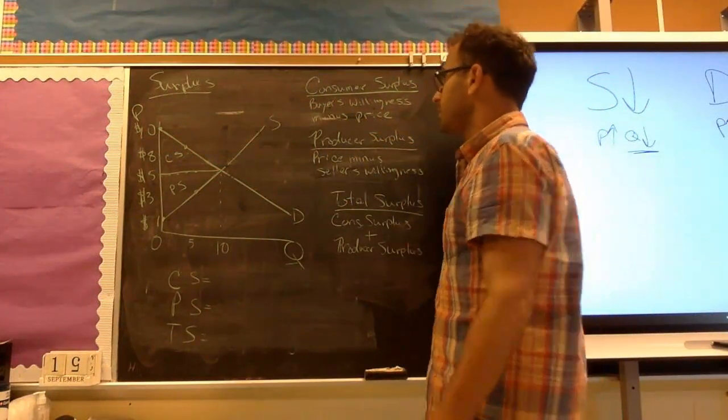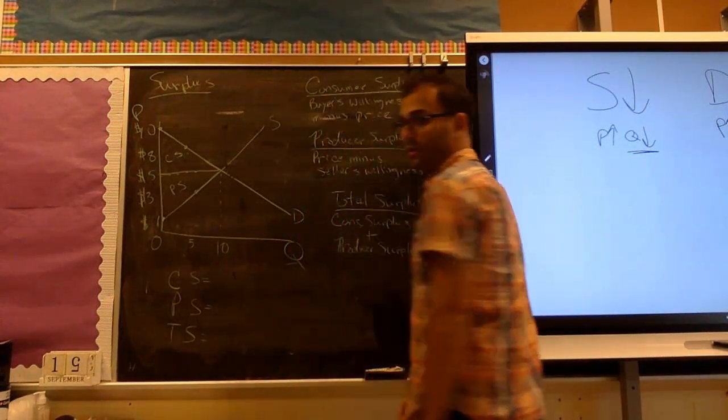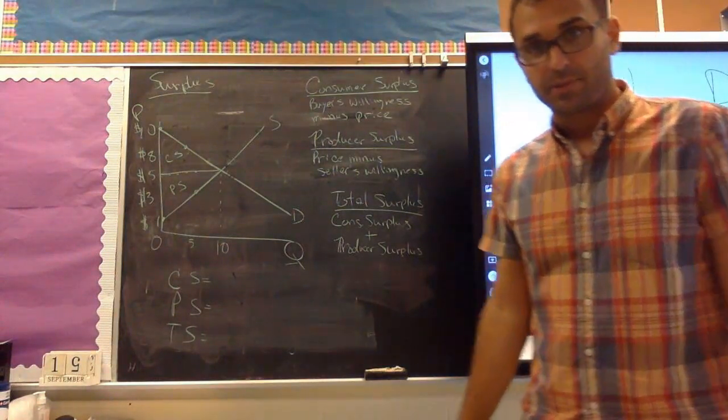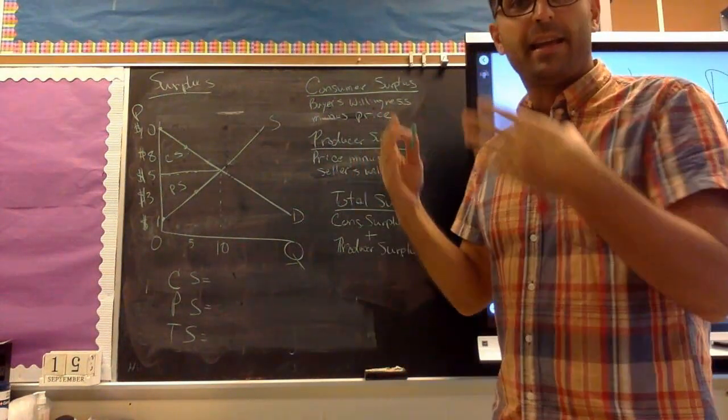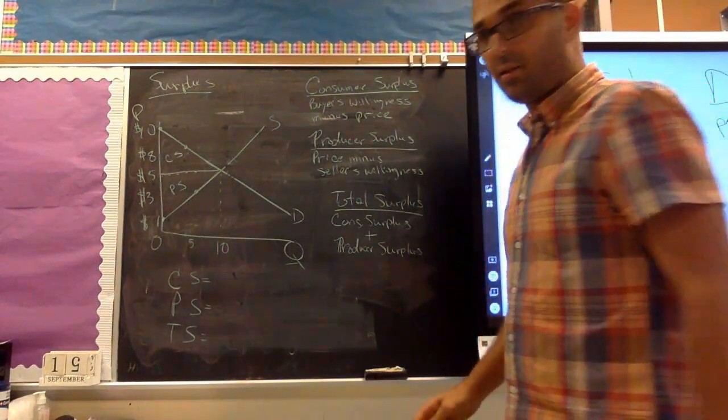So in this example, I want you to figure out what the consumer surplus is, what the producer surplus is, and what the total surplus is. How do you do that, Mr. Ryan? Well, you just take the area of the triangle. Super easy. Pause it, figure it out. Good, the pause is over.